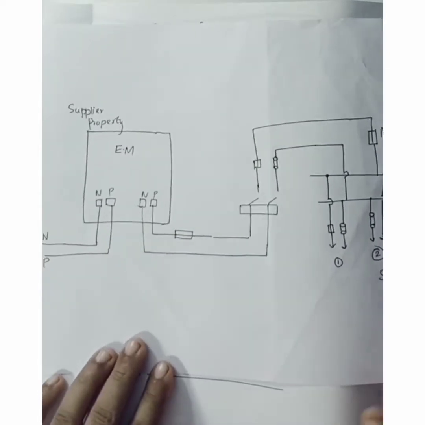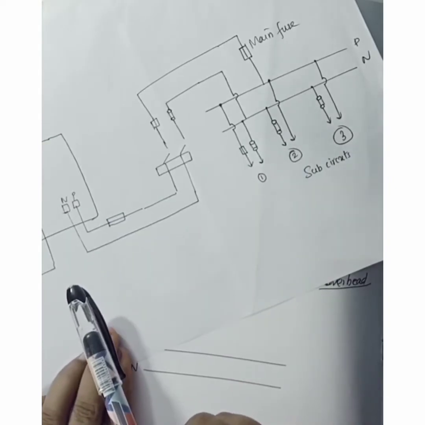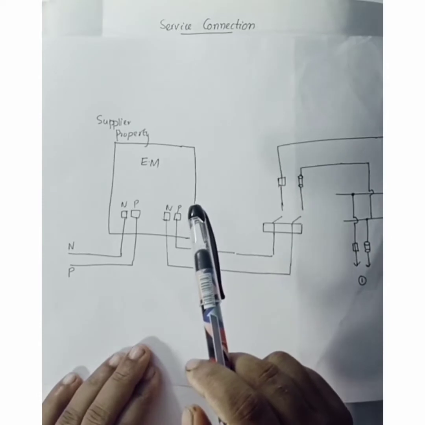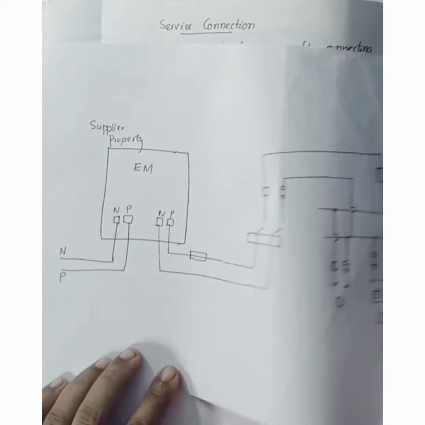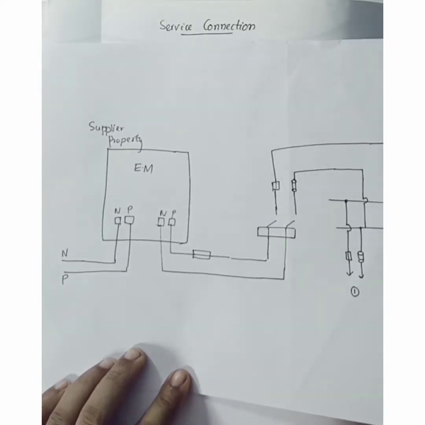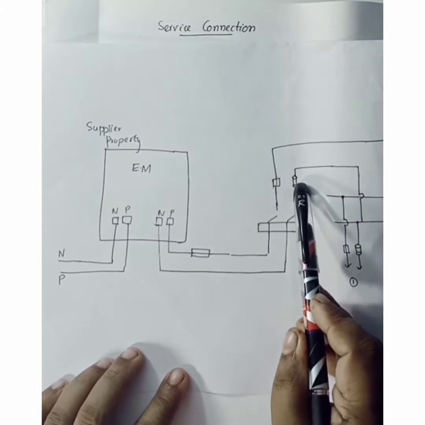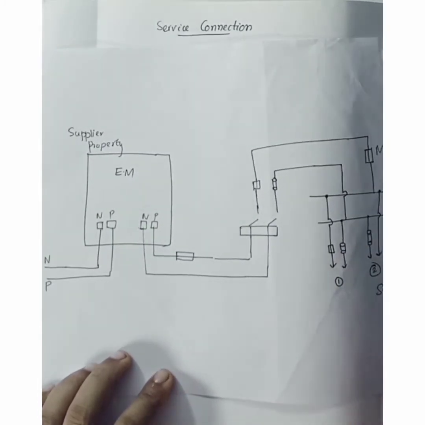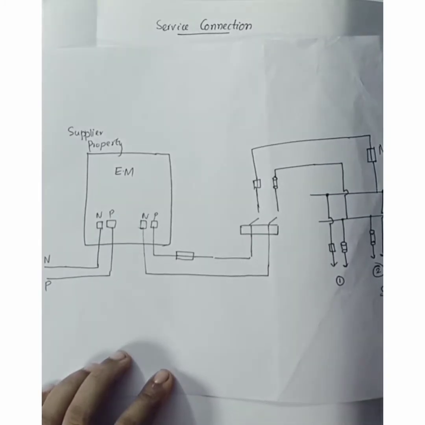Next is about this diagram. It's very important. System of distribution of electrical energy. The electrical energy distribution layout is shown. The main components: we need a fuse and neutral, then main fuse is there, then sub circuits are there. This we will go through in detail.